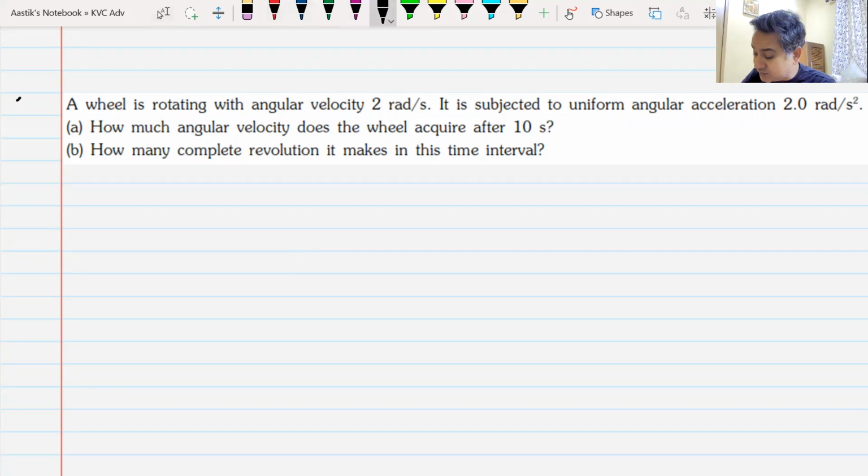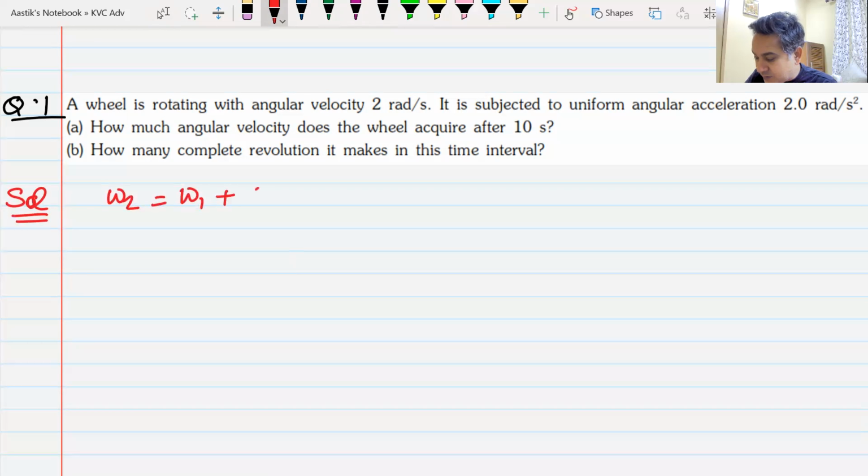How are you supposed to solve this? No one got the answer. Shame. Omega 2 is equal to omega 1 plus alpha t. You put the values, you get the answer. What is the value of omega 2 coming as? 22 rad per sec.